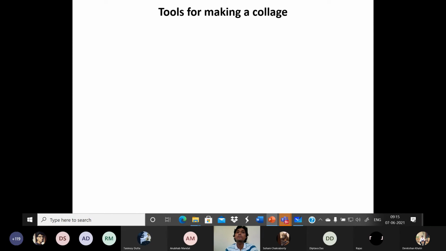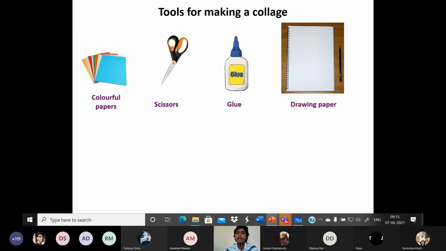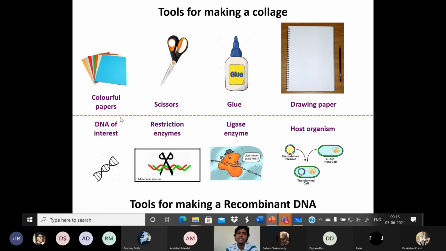Tools for making a collage. So here I will quickly go through it. This is an analogy: the DNA of interest I told you before. Scissors: you cannot use scissors to cut nucleic acid precisely. You have to use a restriction enzyme. This is one particular enzyme. After the discovery of restriction enzymes, only then did we start genetic engineering. Only then can you cut and paste DNA molecules. Ligase is just like glue. You have already studied that DNA ligase seals the break in DNA. That is ligase. Host organism, in this case, E. coli, right?